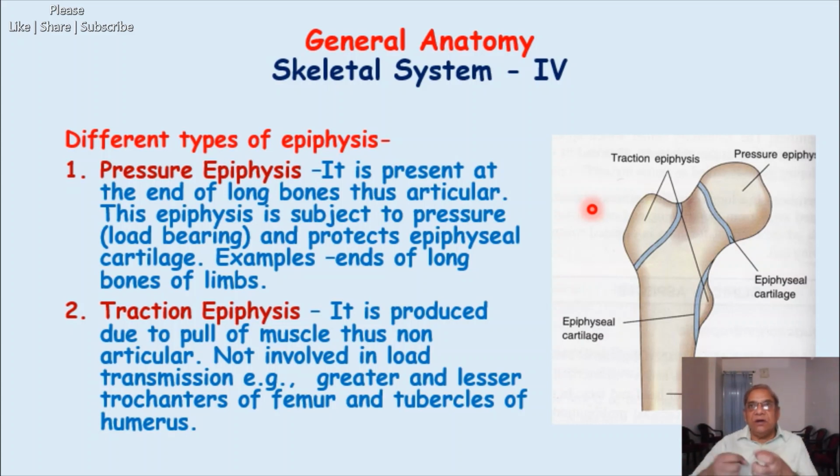So they were all strong muscles, and they are pulling the bone, okay, and because of that there appears a secondary center for ossification, and these centers give rise to the epiphyses, which are called the traction epiphyses, okay. I hope that these two types of the epiphyses, pressure and traction, which are shown in these diagrams, are clear. Now I move to the third kind of the epiphyses.